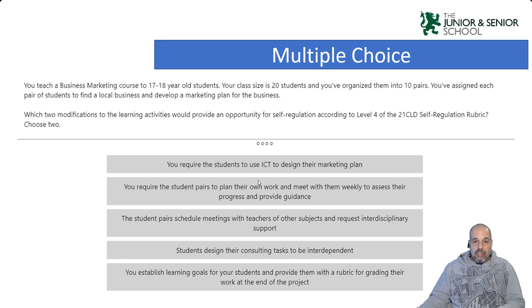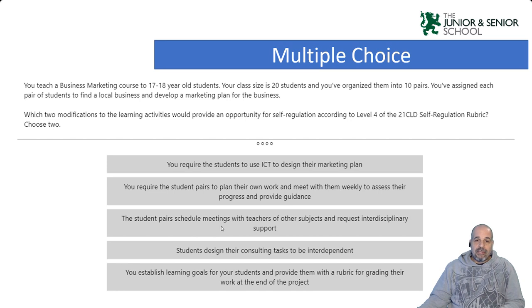And if we look at the statements, we're going to see it says you require the students to use ICT. Well, that's got nothing to do with regulation, with self-regulation. You require the student pairs to plan their own work and meet with them weekly to assess their progress and provide guidance. This is the first correct answer. We're going to see the rubric in a minute and see why.